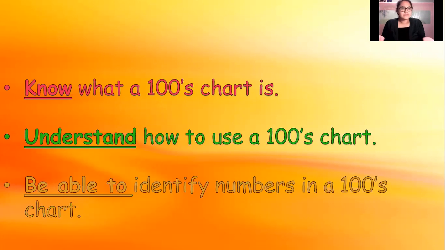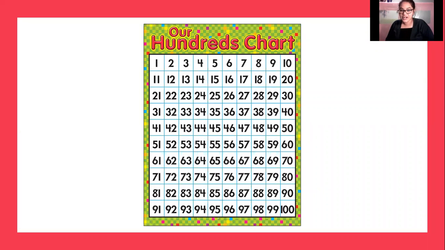Okay? So the first thing, what is a hundreds chart? What is it? This is a hundreds chart. A hundreds chart is a page with the numbers from 1 all the way down to 100. Kind of like our video that we saw earlier today, to count to 100. Do you remember that song? So, a hundreds chart is literally a page that has numbers 1 all the way to 100.